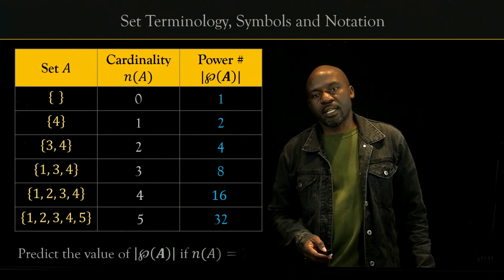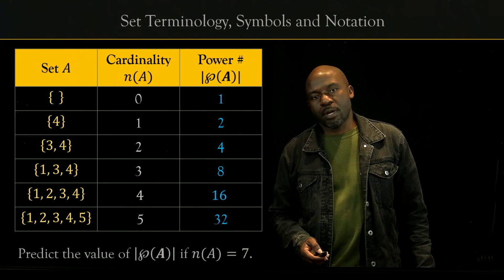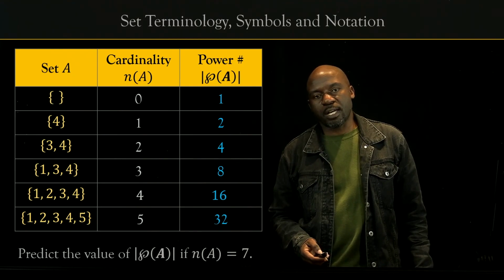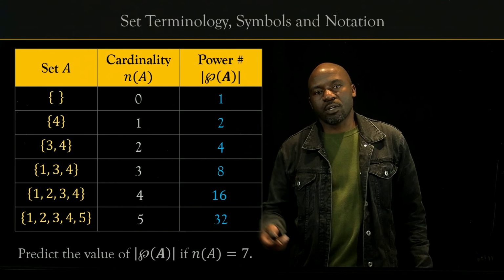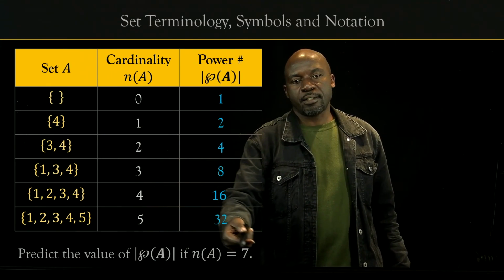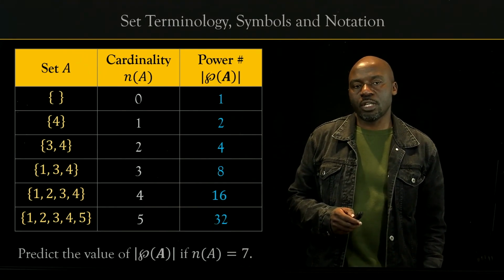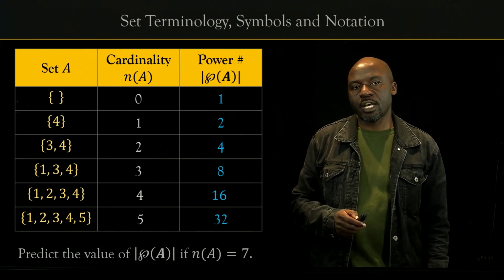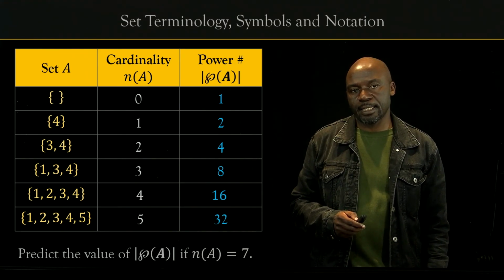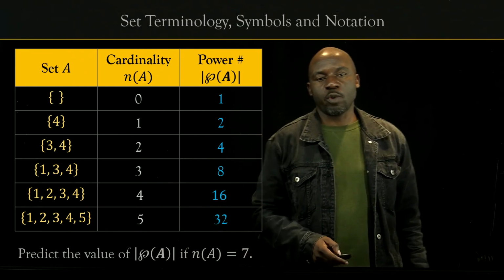So the question then is, predict the value of, in other words, the number of subsets if the cardinality is 7. I'm pausing the video for a second to think about what the last column is going to be. If the cardinality is 7, what is that last column going to be? And if you've checked carefully, you should see that that is going to be 128. Okay, if it is 7, then this column is going to be 128.